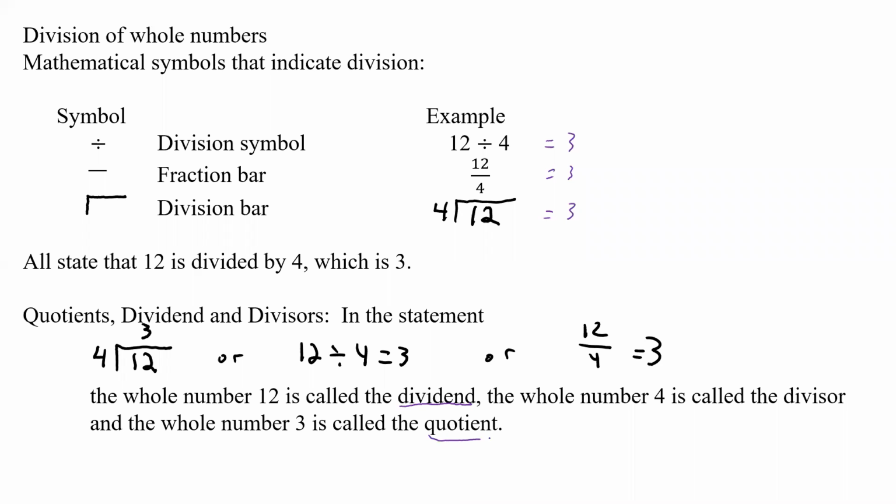Okay, so sometimes when you see questions, they'll say, okay, the dividend is this, the divisor is this, and the quotient is this. Or maybe they'll say, find the quotient of 12 divided by 4. And if you don't realize that they just want the answer of 12 divided by 4, you're going to have a little bit of problems. So knowing those three names for the three pieces of a division is kind of important.